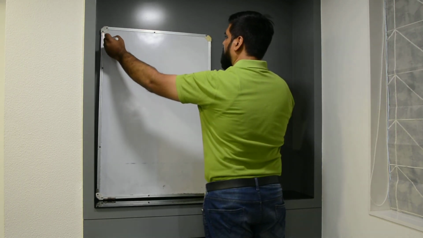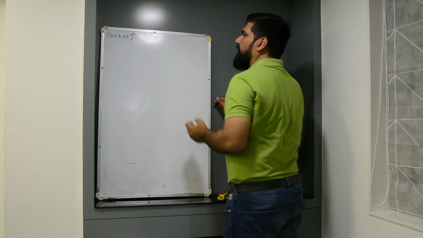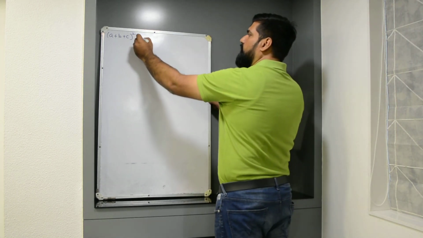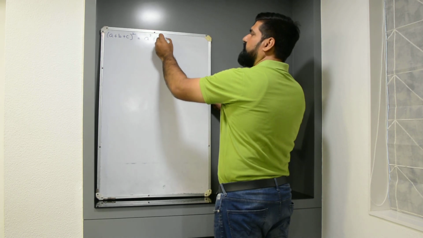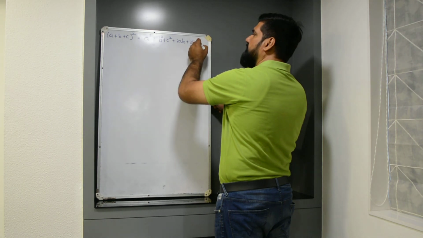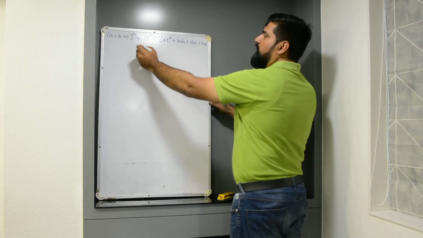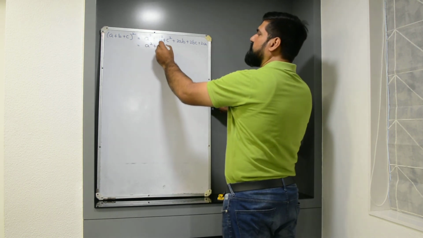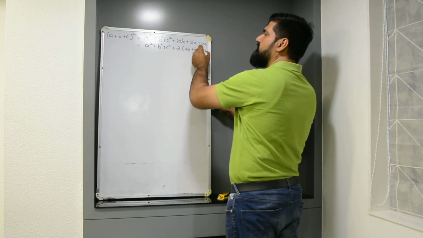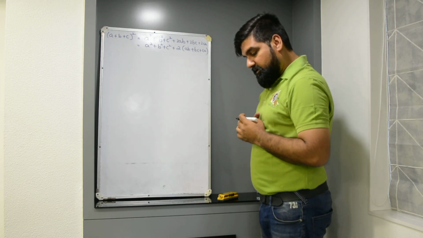Question 2. In question 2, I will be using the identity (a plus b plus c) whole square. The identity is (a plus b plus c) whole square, which is equal to a square plus b square plus c square plus 2ab plus 2bc plus 2ca, which I used in the previous video. We can also reduce it like a square plus b square plus c square plus, if I take 2 as common, 2 times (ab plus bc plus ca). Okay, so we'll be using this identity in this question.